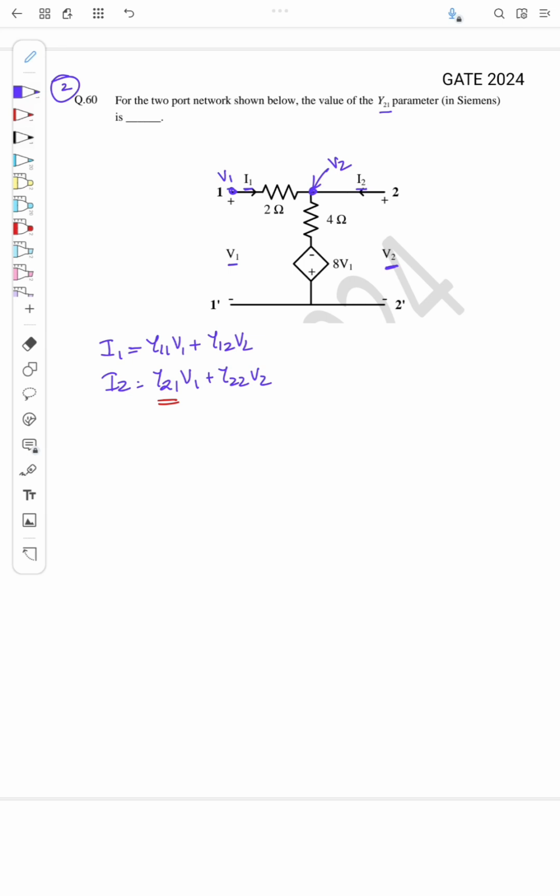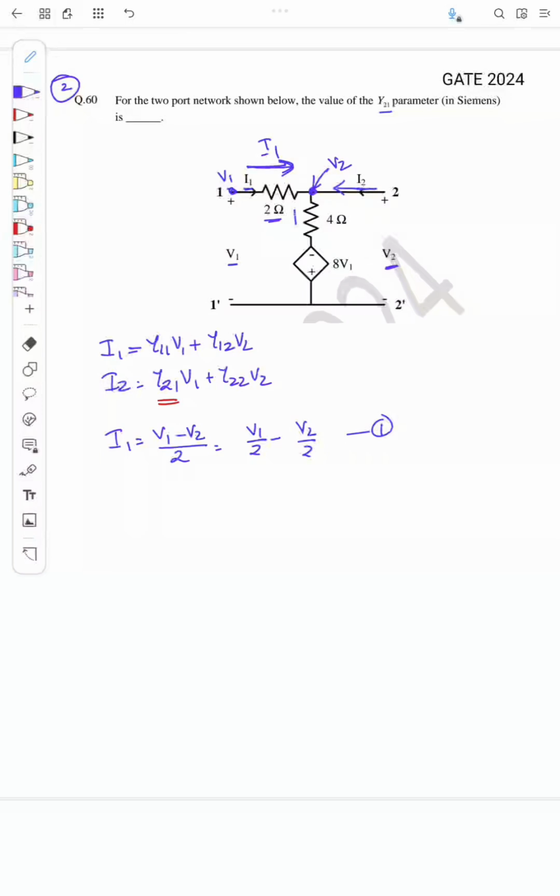So from this we can directly find what is I1. I1 is the current flowing through the 2 ohm resistor. So I1 is equal to V1 minus V2 by 2, or V1 by 2 minus V2 by 2, right? So this is equation 1. And from the two-port network, one more thing is, the current I1 is flowing like this, and there is a current I2 like this.